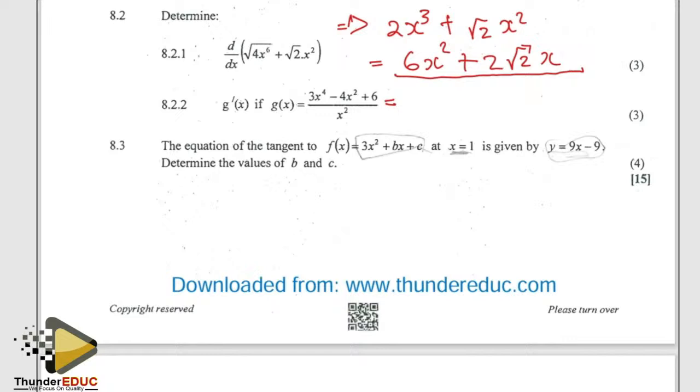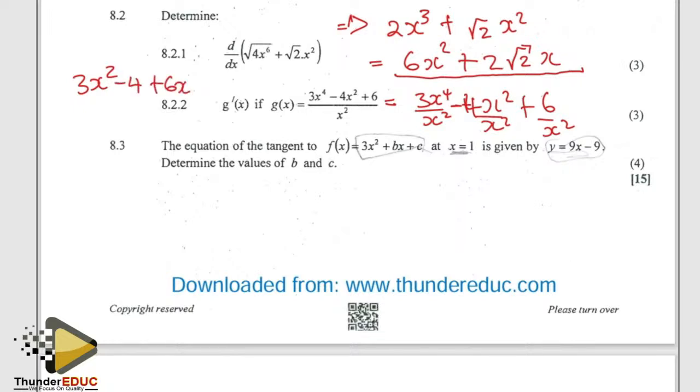Then here, what we need to do first, split up. That's going to be 3x to the 4 over x squared minus, we have 4x squared over x squared plus 6 over x squared. Simplifying that, it would be the same as 3x squared minus 4 plus 6x to the negative 2. And then for me to find the first derivative of g, that's going to be 6x. It's a constant, it falls away, minus 12x to the negative 3.